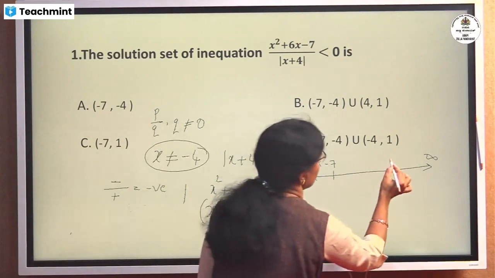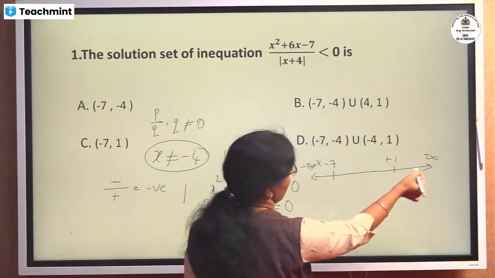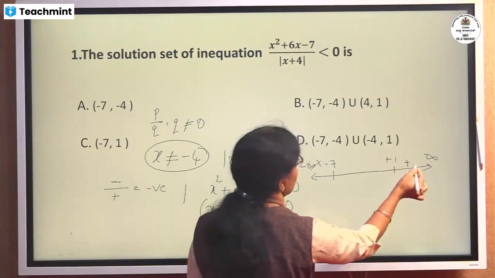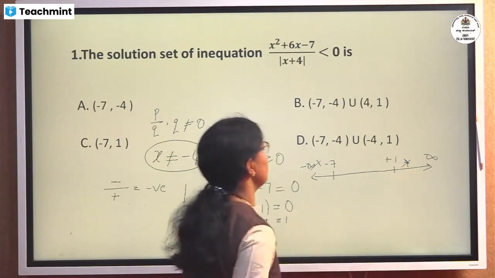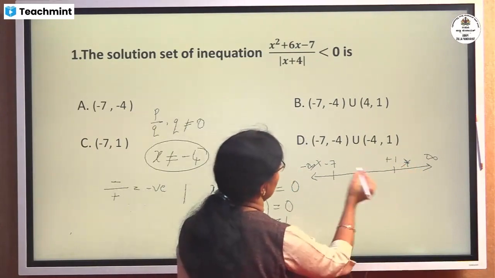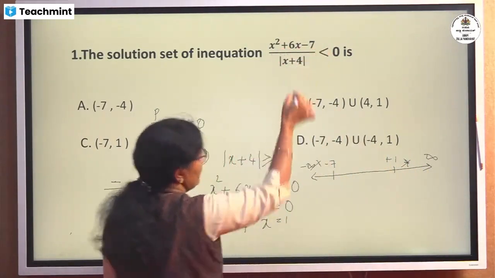Yes. This one is plus 1. So from this plus 1 to infinity also the numerator is positive. Therefore, I will exclude this area also. The interval is minus 7 to 1. In between minus 7 to 1, this term is negative, that I want.